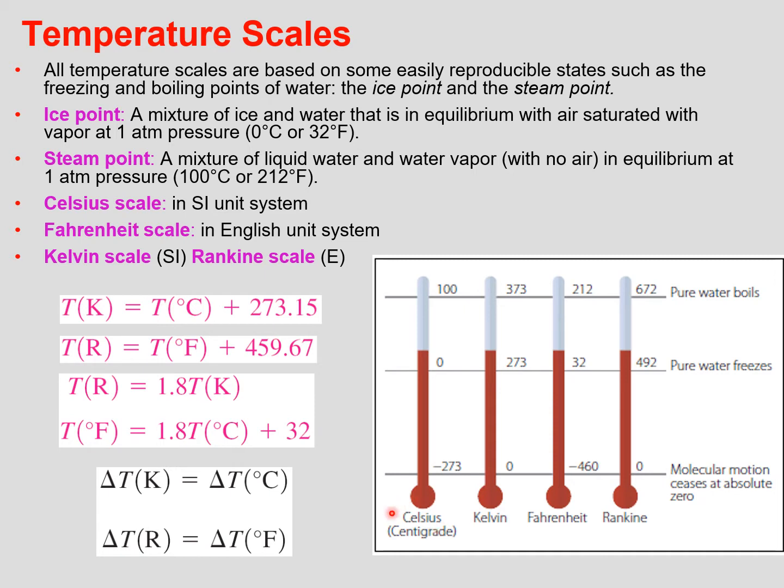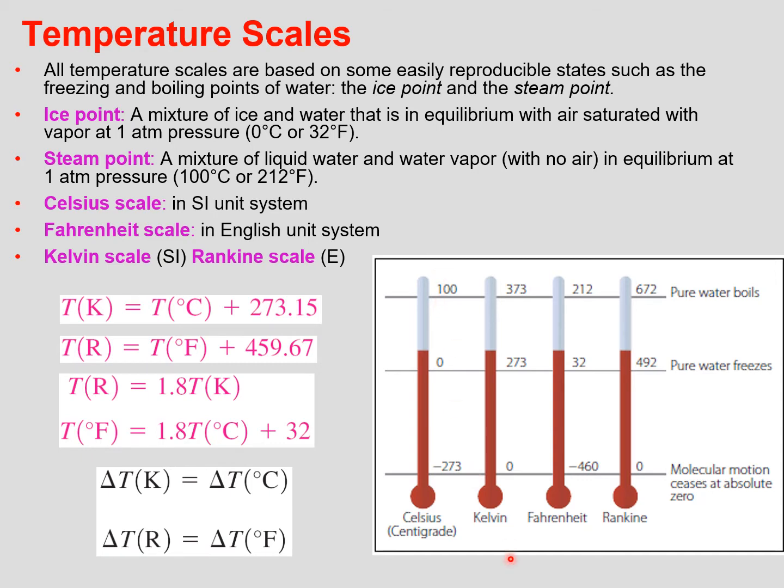So for example, on the Celsius scale, you see here is 0 degrees for the freezing point of water. Here's 32 degrees on the Fahrenheit scale. Here's the boiling point of water, 212. Here's the boiling point of water on the Celsius scale, it's 100 degrees C.